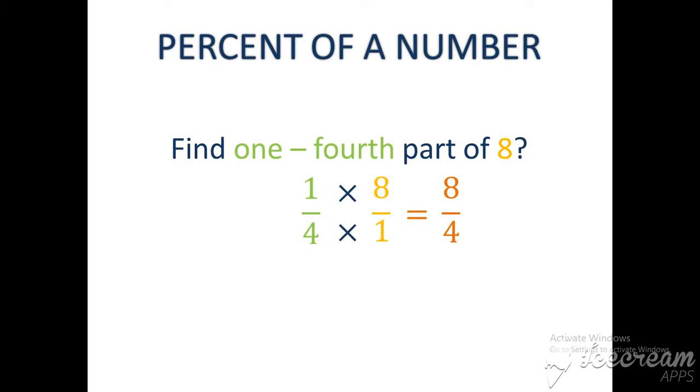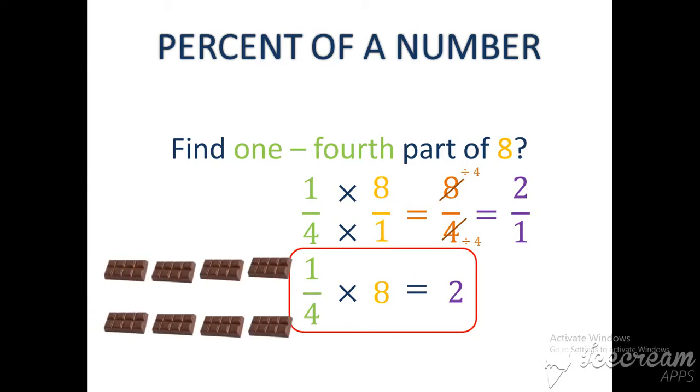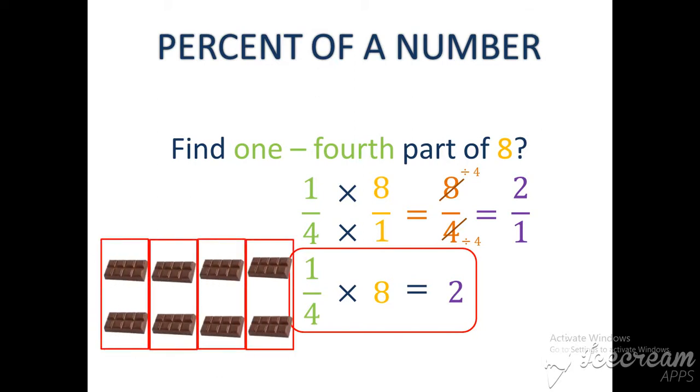We know that further reduction is possible because 8 and 4 both are multiples of 4. Reducing both by 4 gives us 2/1, which is indeed 2. So 1/4 part of 8 equals 2. You can also observe it. If you have 8 chocolate bars and you divide them in 4 equal parts, you will observe each part will contain 2 bars. So this is 1/4 of 8 equals 2. This is how fraction of a certain number is found.